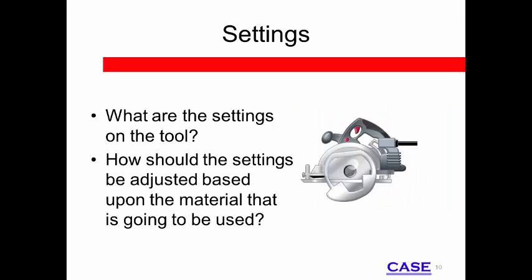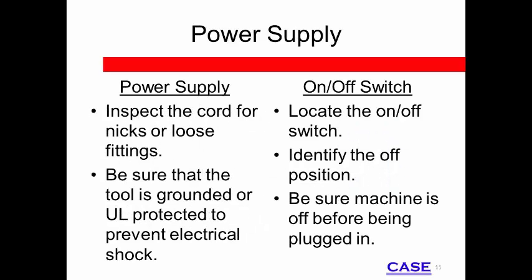The type of material, size, and shape will determine the settings on the machine. The operator needs to know when and how to make those settings. Once the machine has power, it becomes much more dangerous, even if it is turned off. The power supply should be inspected for damage to avoid electrocution, and the machine should be checked to see that it is in the off position before plugging it in.